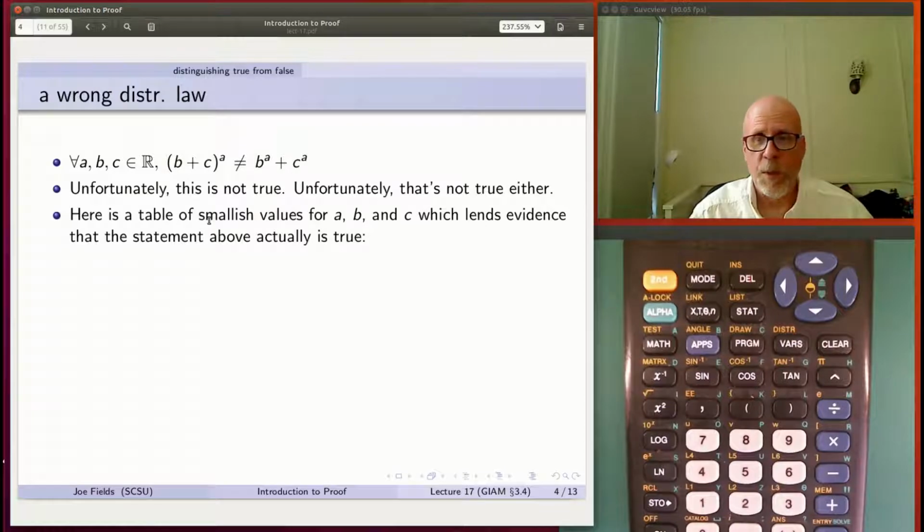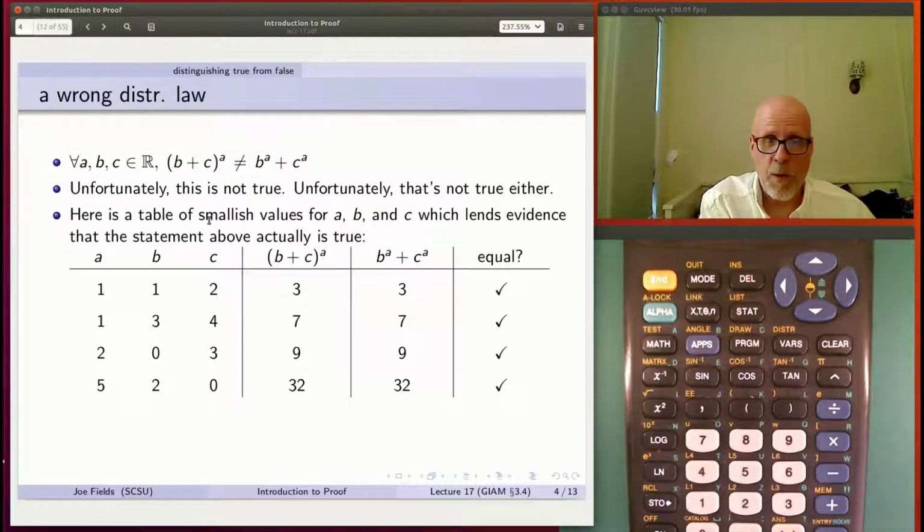Okay, so here's some exploration that I've done in advance. There's a table with reasonably small values of A, B, and C, and these all work. They all do it. The distribution of A over the sum of B and C gives the same result as B to the A plus C to the A. So the first one I have A is equal to 1, B is equal to 1, C is equal to 2. So when you add first, you'll get 2 and 1 is 3, and then raise that to the 1 power, 3. And then when you raise the powers first, it's 1 to the 1 and 2 to the 1, which are 1 and 2, so that's also 3.